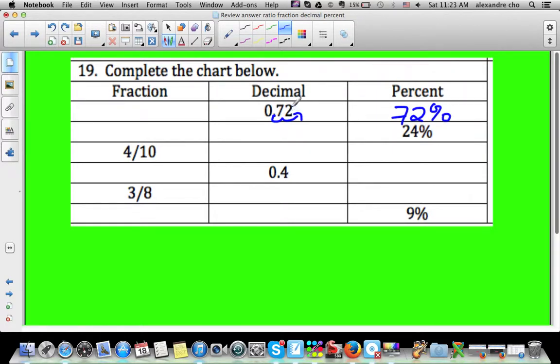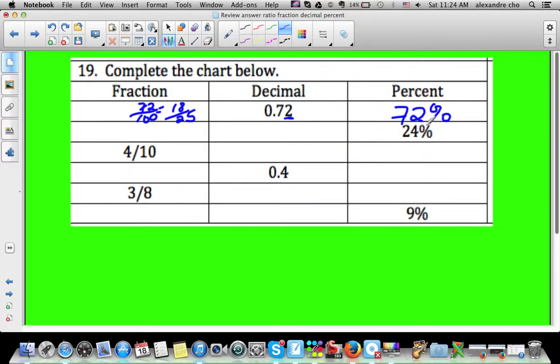72%. We're going to change that to a fraction. So, just erase that here. Change it to a fraction. Well, I look here at my last number. That is in the hundreds, so it's 72 over 100. And I always will simplify this, and in this case I'll get 18 out of 25. Okay, divide top and bottom by 4. That was easy.